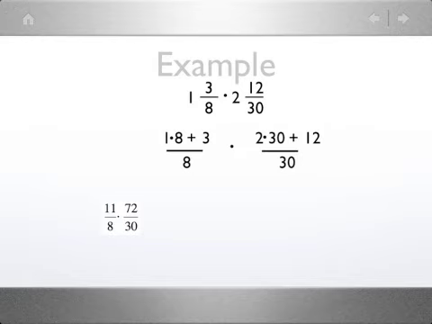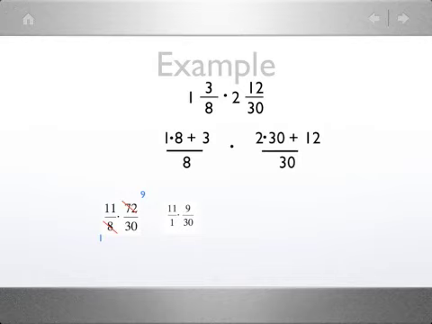Now I just go through the same process as before. I take a look at the number 11, and I see it has no common factors with 8 or 30, so I move on to 72, which has a common factor of 8 with 8. So I take 72, divide it by 8, that gives me 9. 8 divided by 8 gives me 1. So my new fractions are 11 over 1 times 9 over 30.